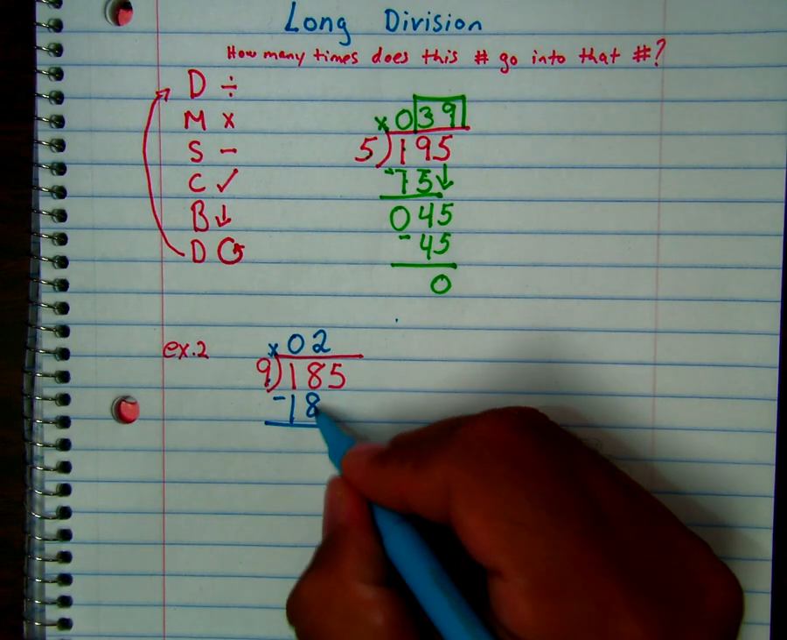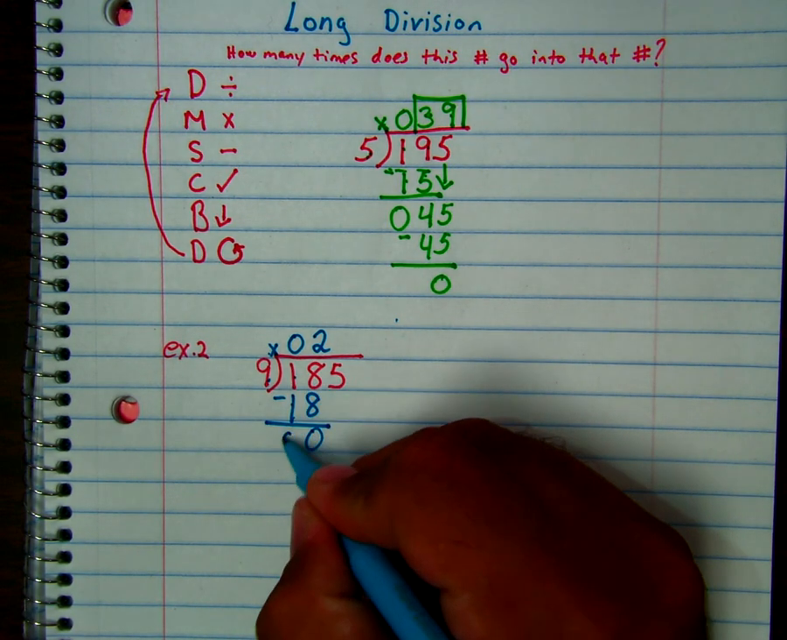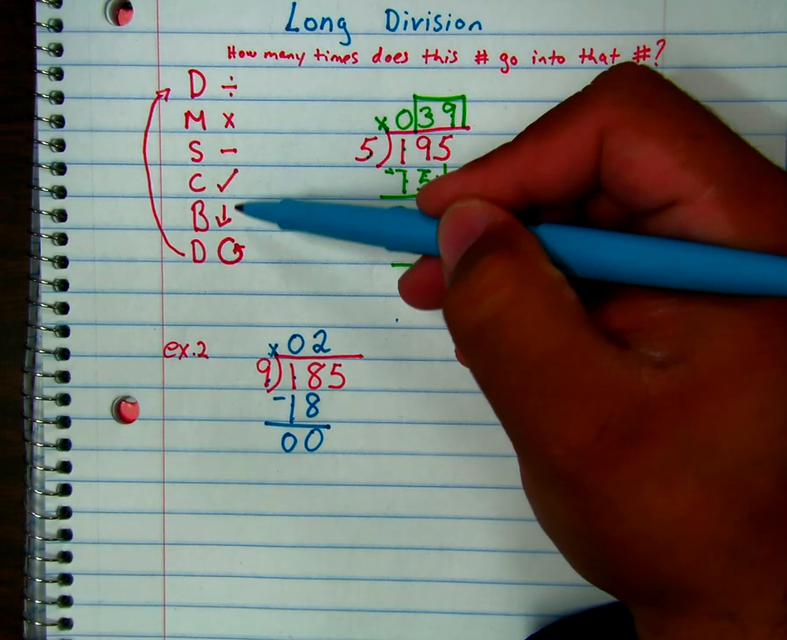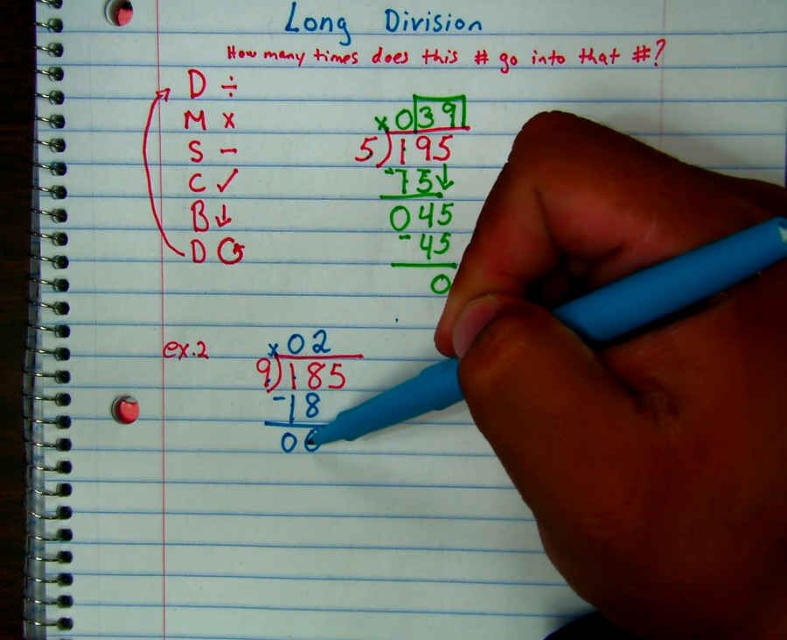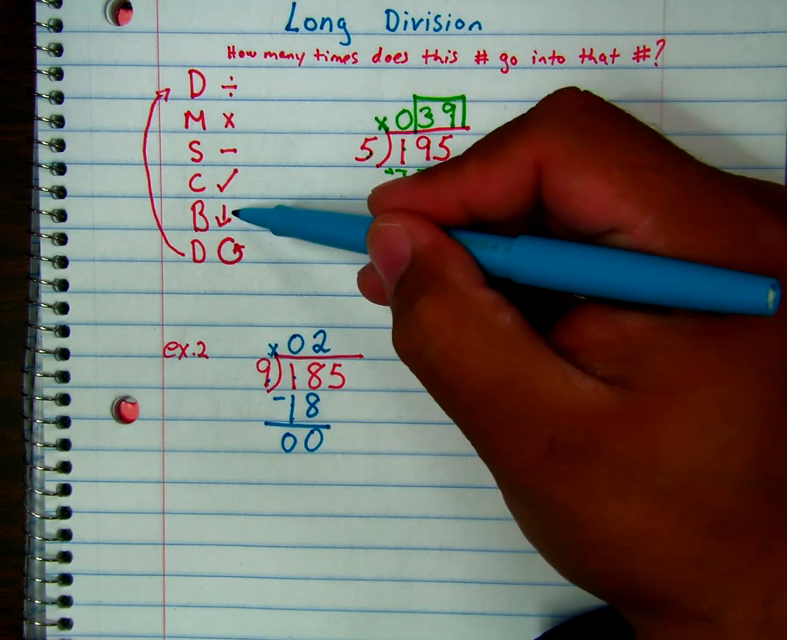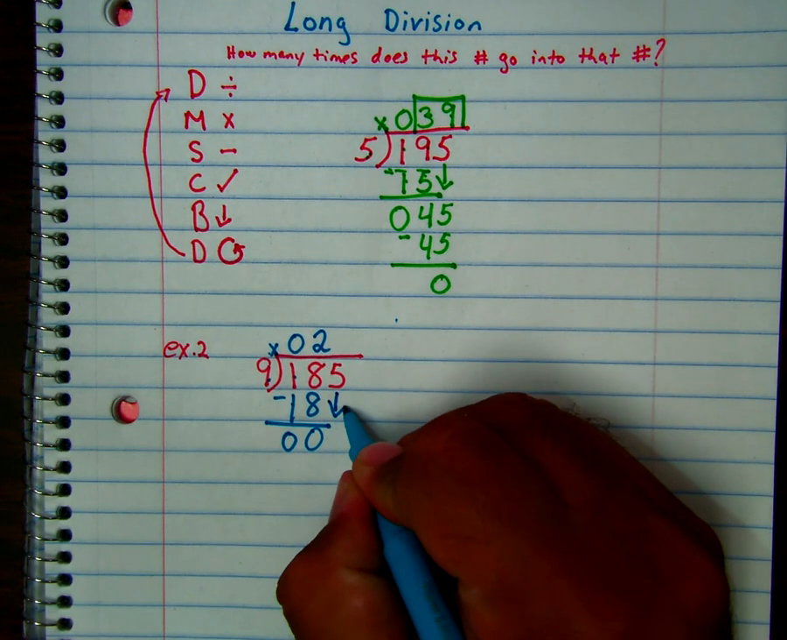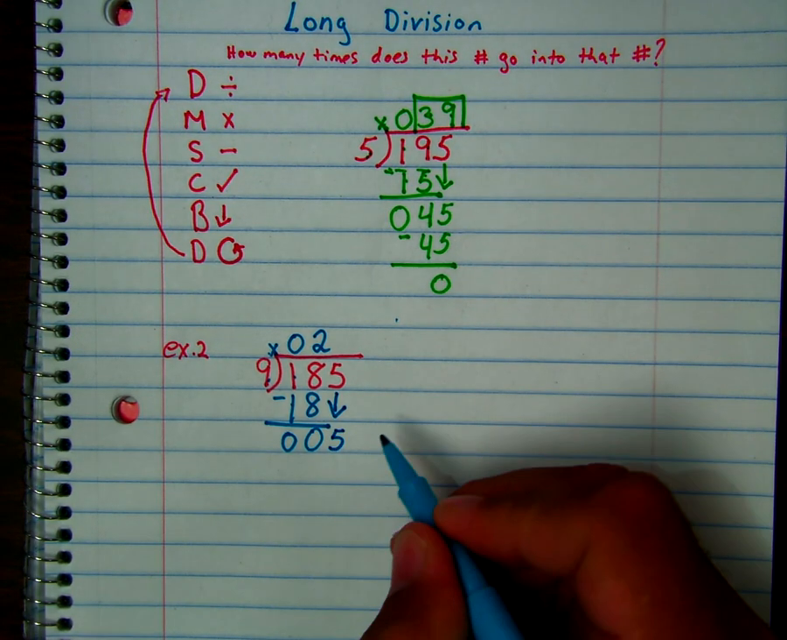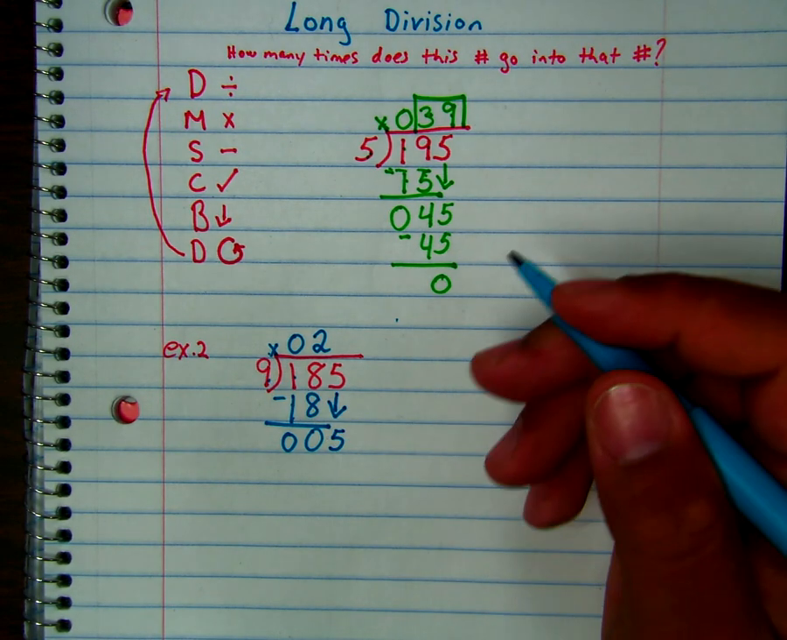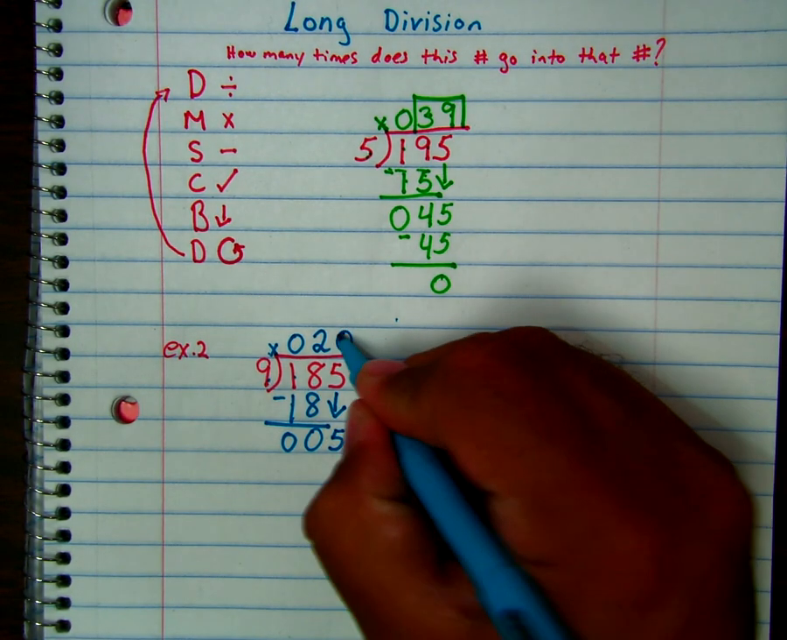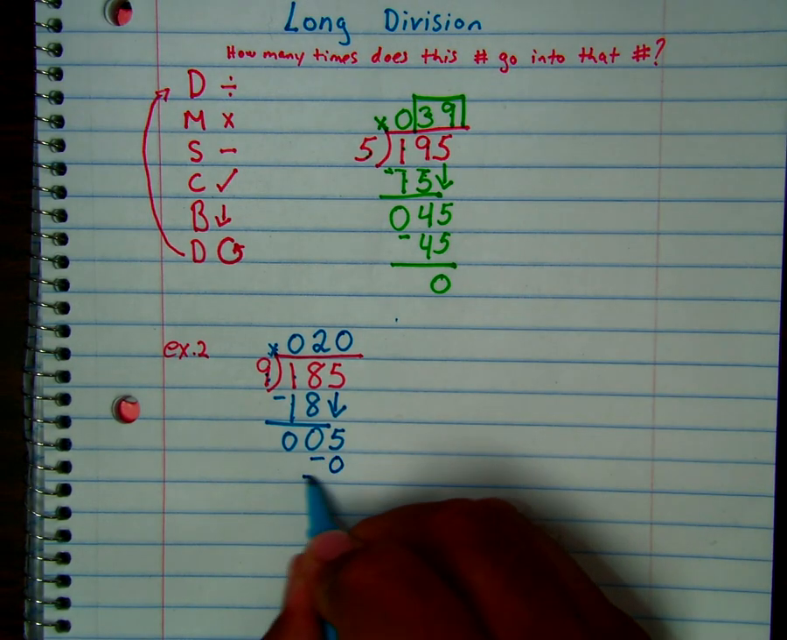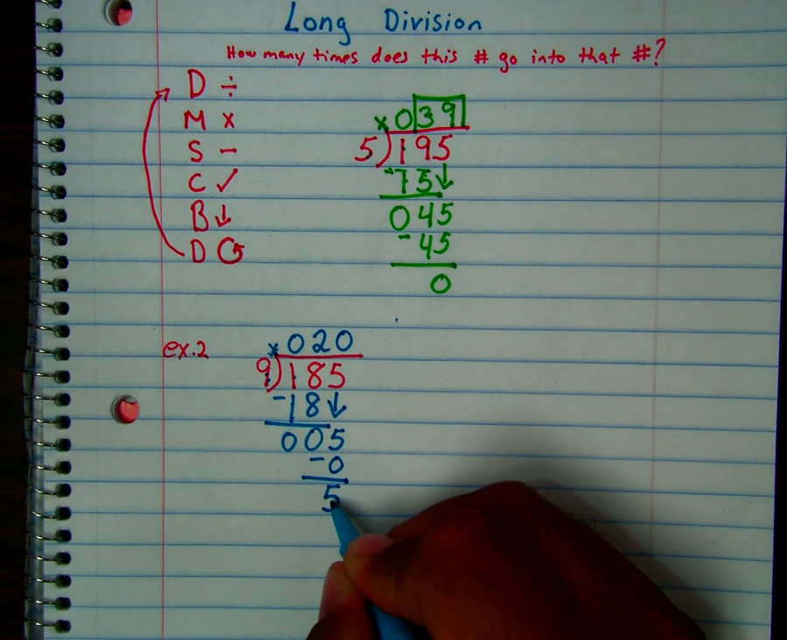18. So 8 minus 8 is 0. 1 minus 1 is 0. Now we come to the next step. Okay, do we have to check? Is there anything down here where it's greater than 9? No, 0 is less than 9. So we come to the next step, bring down. We're going to bring down the 5. We ask ourselves, how many times does 9 go into 5? 9 does not go into 5. So that has to become a 0. 9 times 0 is 0. We subtract. That 5 is left over.